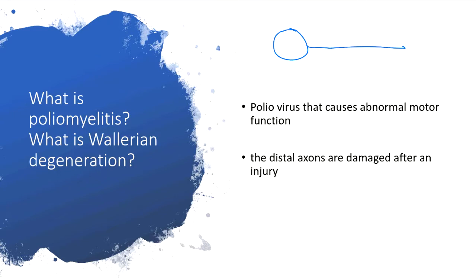Let's say this is damaged right here. It's cut right here. Wallerian degeneration states that the axon distal to the injury, or farther away from the cell body, starts degrading. This is no longer here. Okay, but over time, it will eventually restore itself and be a brand new neuron.